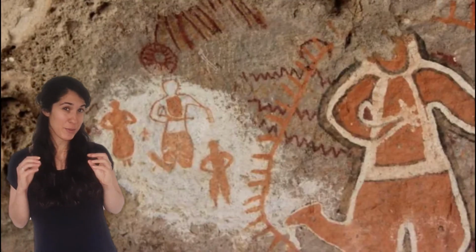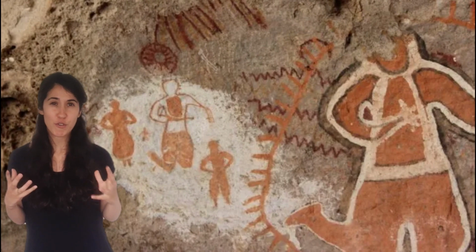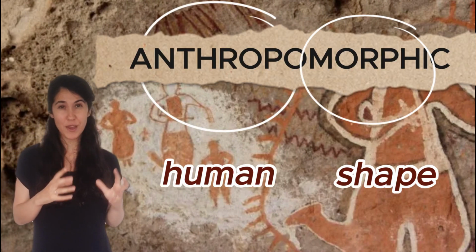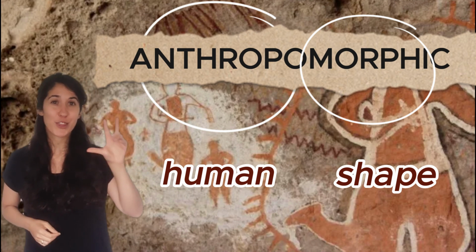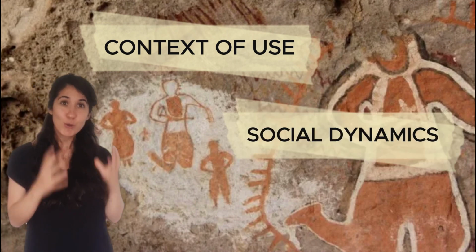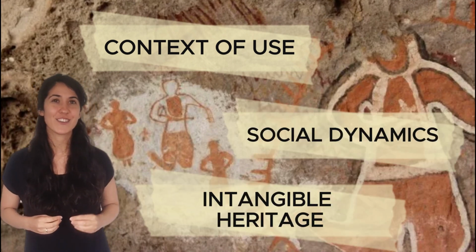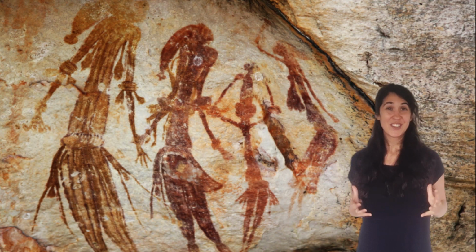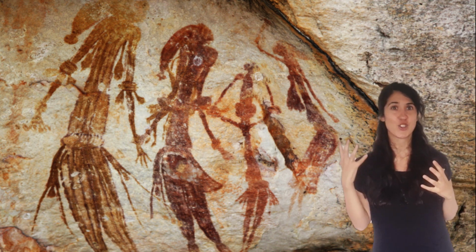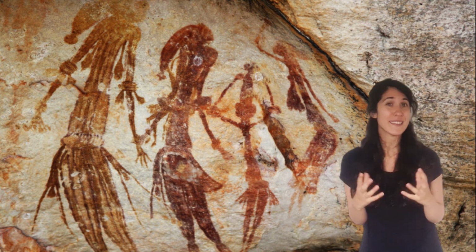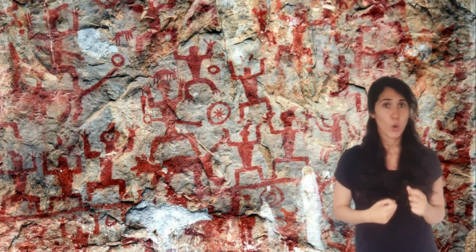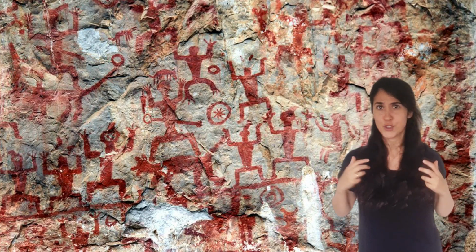When we have human representations, which researchers often refer to as anthropomorphic figures, from the ancient Greek terms meaning human in shape, we might get the opportunity to learn about three things: context of use and wear of artifacts, social dynamics, and intangible heritage. Let me explain. Human representations are sometimes depicted wearing clothing or ornaments such as bracelets or headdresses. In other cases, they're represented carrying or using particular objects such as weapons, bags, staffs, tools.